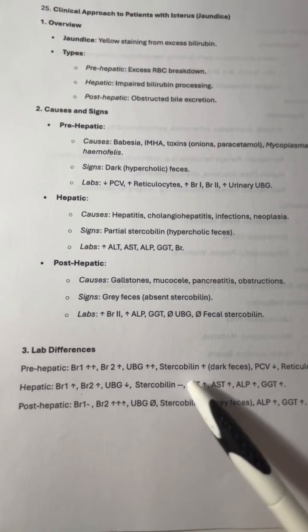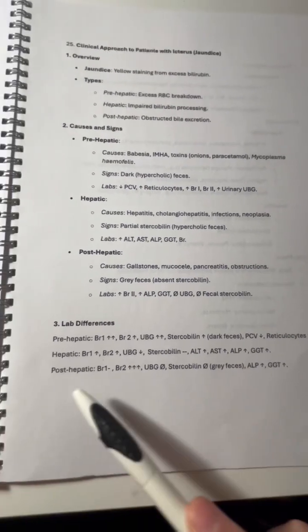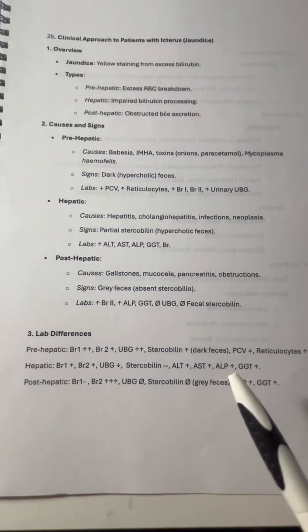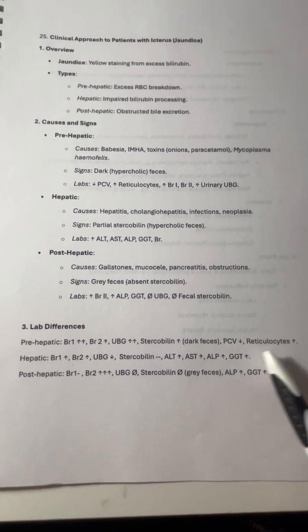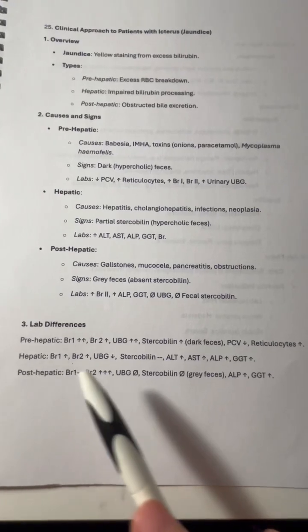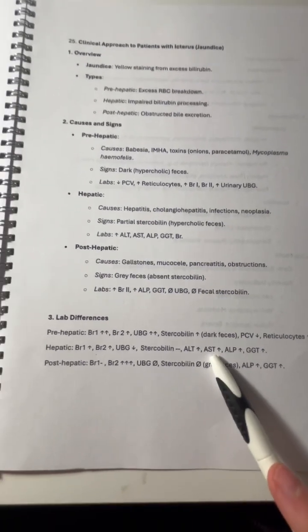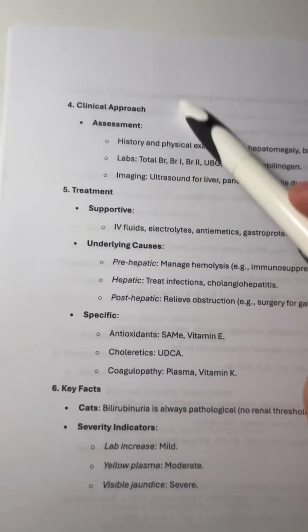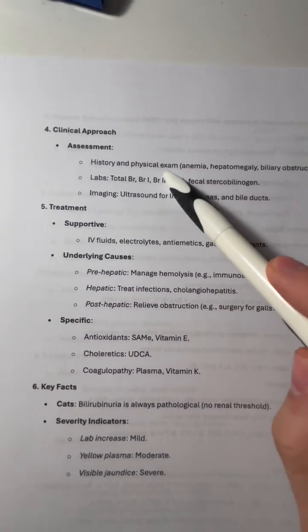Prehepatic has lots of stercobilin, which leads to dark feces, and posthepatic leads to no stercobilin, which leads to grey feces. In prehepatic you can see a decrease in PCV and an increase in reticulocytes. In hepatic you can see an increase in ALT and AST, and in posthepatic you can see an increase in GGT.